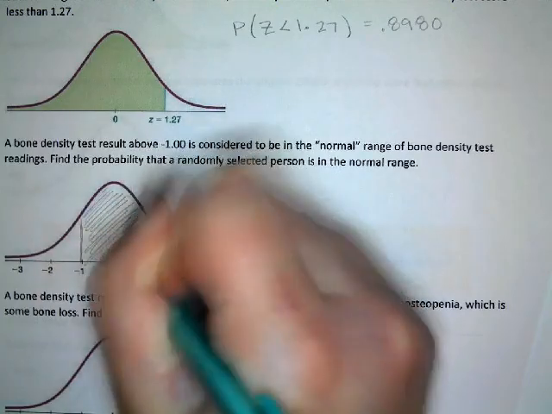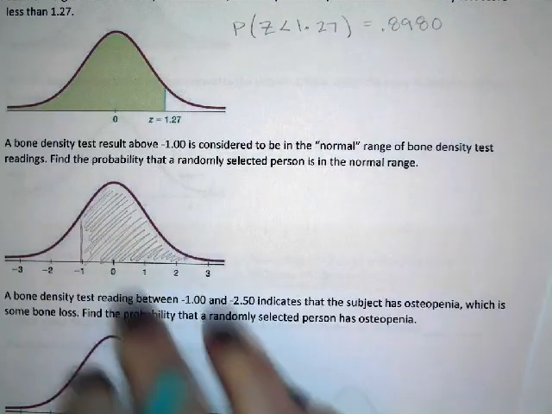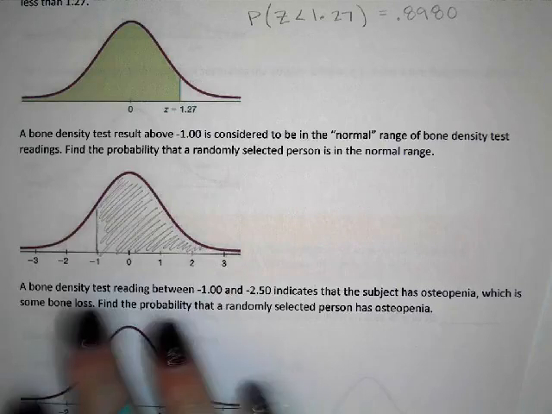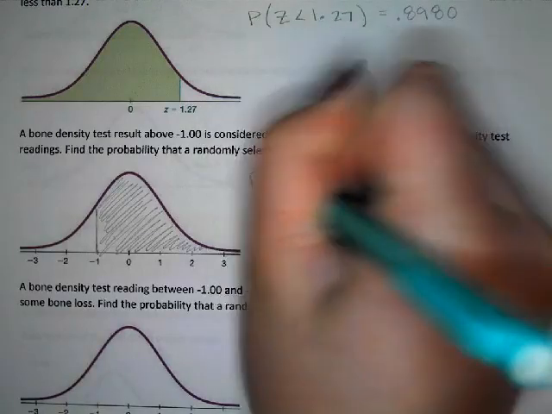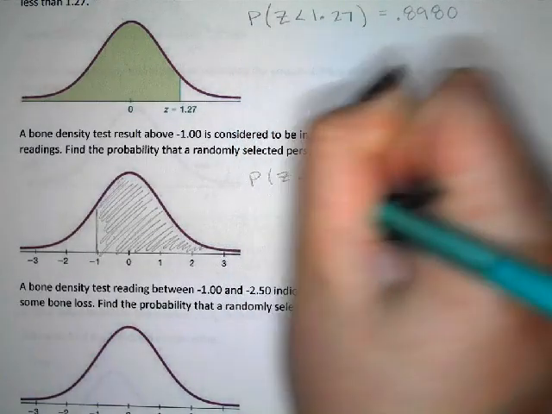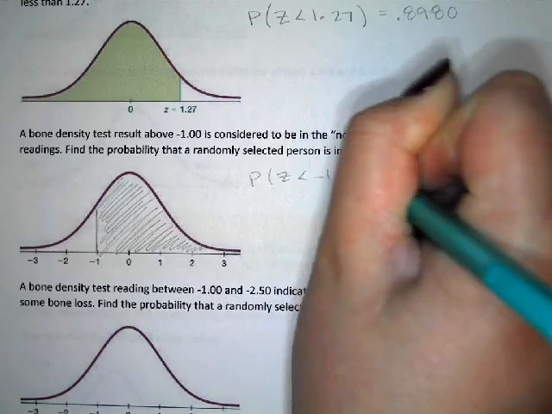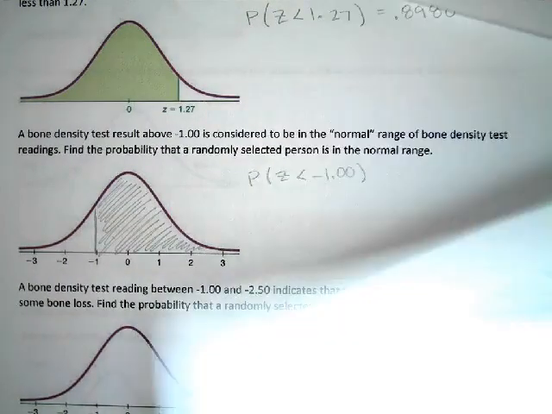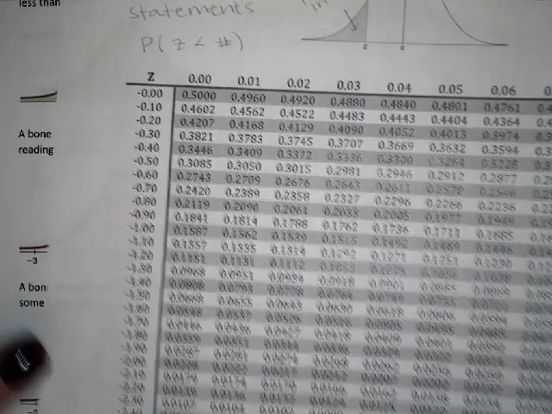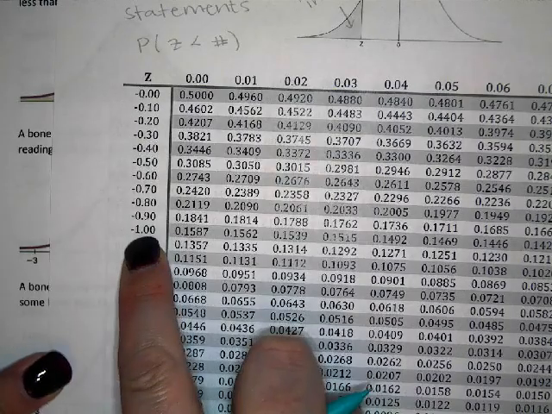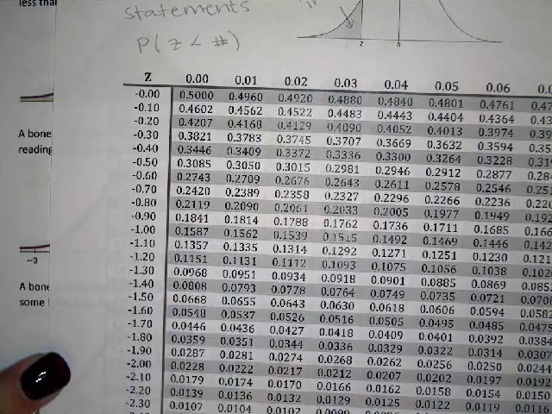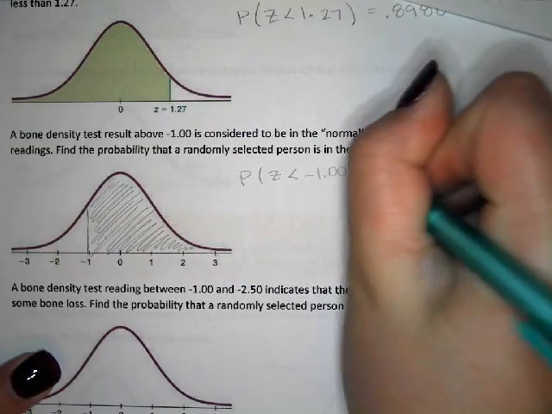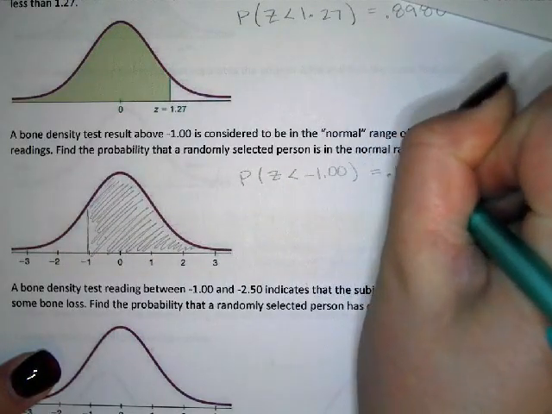Now the table does not give us values above -1. It gives us values below -1. So first, I'm going to find the probability that z is less than -1. And so I'm going to look on the negative side. -1 exactly, -1.00. That's 0.1587. And that is this portion right here.